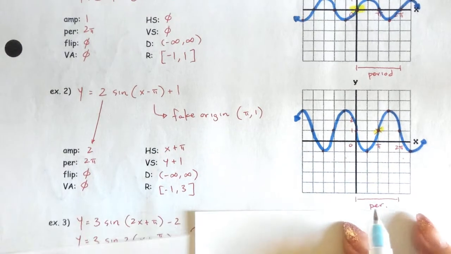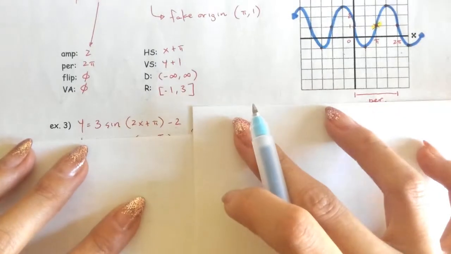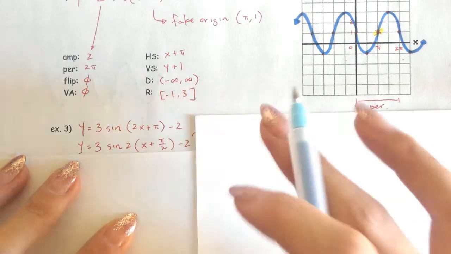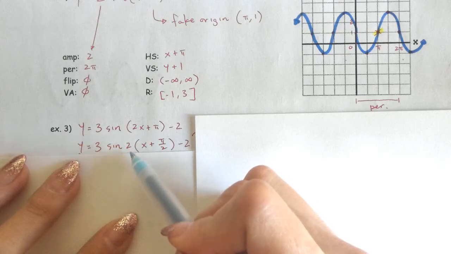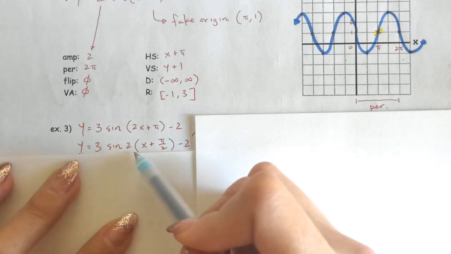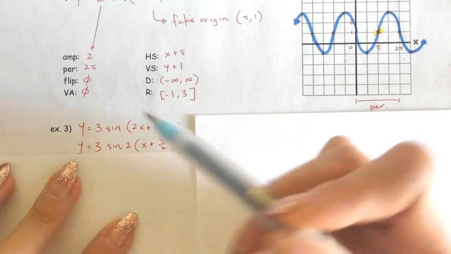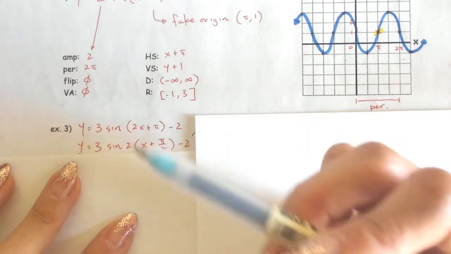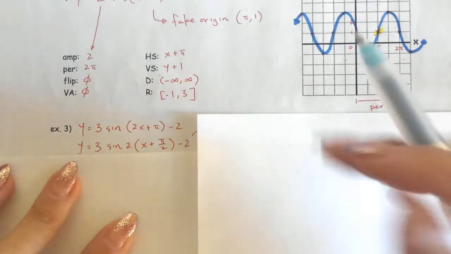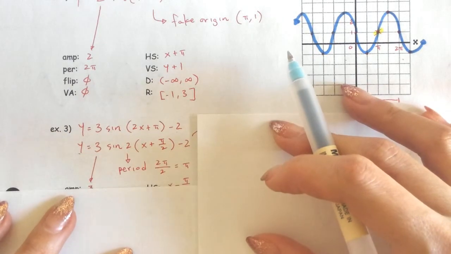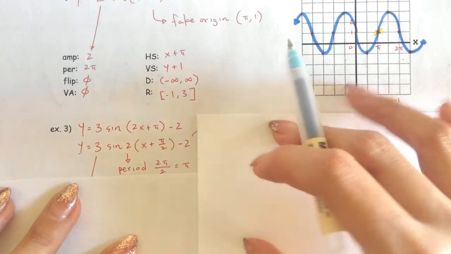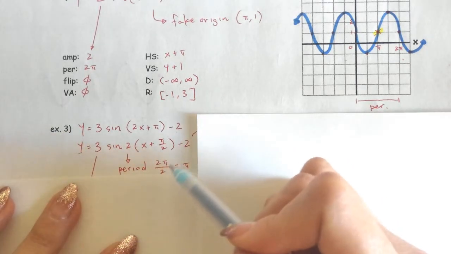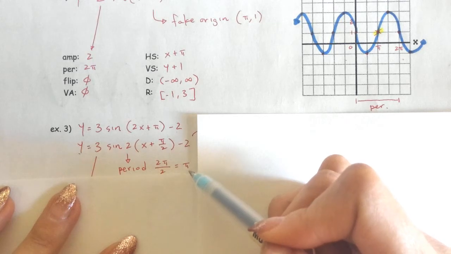Okay, let's try another. For the next one, the first thing you're going to have to do is factor out that 2. So be careful, you want to factor out that 2. What is your amplitude? It's +3. What is your period? It's 2 pi over 2. Or sorry, it's 2 pi over 2, so your period is pi. 2 pi over 2, you get pi, 1 pi.